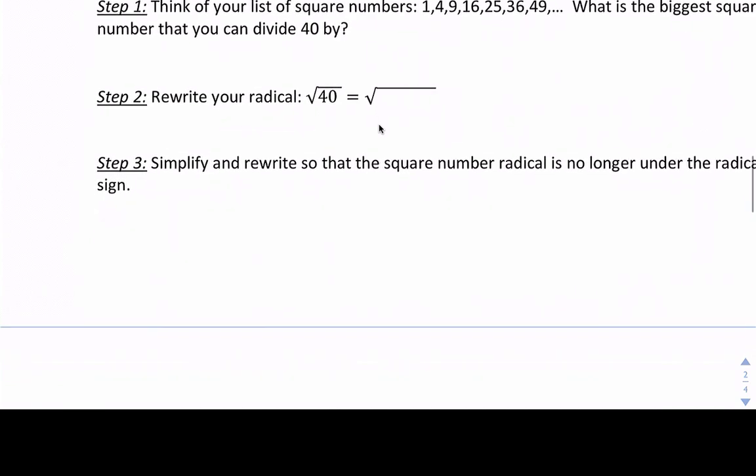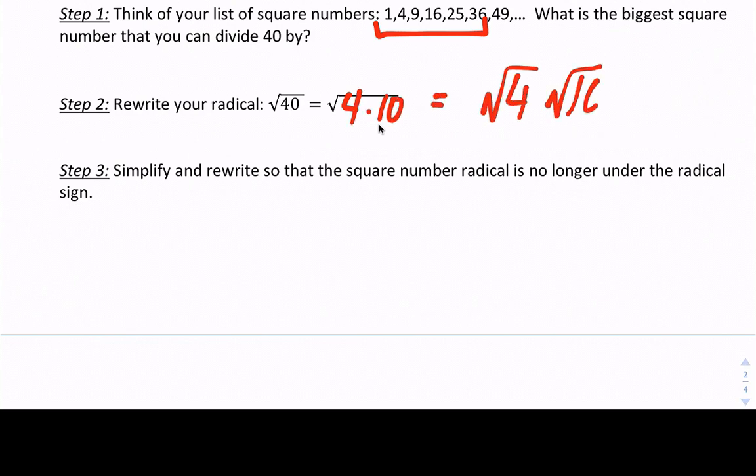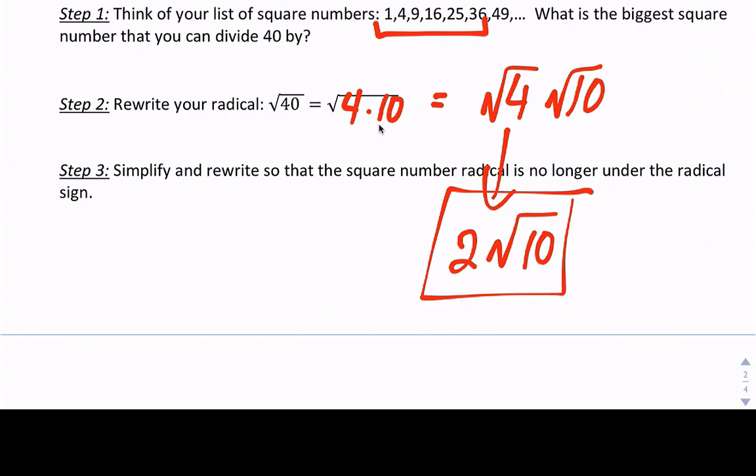So let's try an example here. What's the biggest square number you can divide 40 by? And that is 4. So you test all the numbers under 40, and 4 is the biggest one. We can rewrite that as square root of 4 times the square root of 10. We can pull it apart, square root of 4, square root of 10. And then to simplify, you pull out that square number. So we say the square root of 40 is the same as 2 square root of 10.